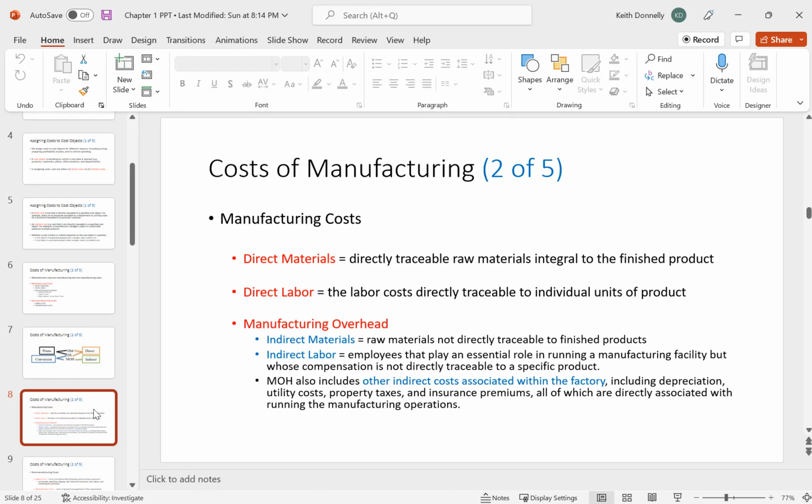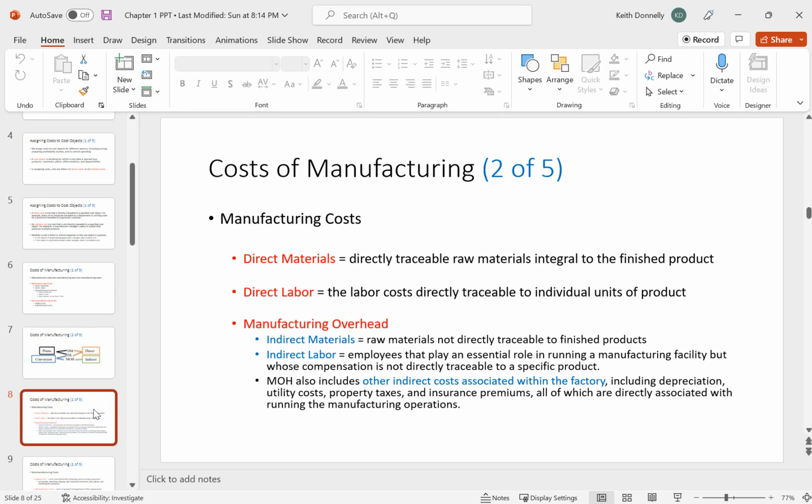And then the third component we have is manufacturing overhead. And this includes like indirect materials. So these are raw materials not directly traceable to the finished product. So maybe if you were like putting together a product and there was like a little bit of like screws or glue that you would use, that would be an indirect material. Then you would have indirect labor. So this would be employees that basically play an essential role in managing the facility, but it's not directly traceable to a specified product. So maybe that's like the manager of the pizza place, right?